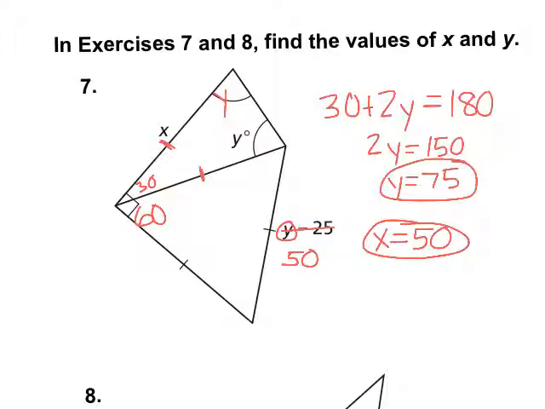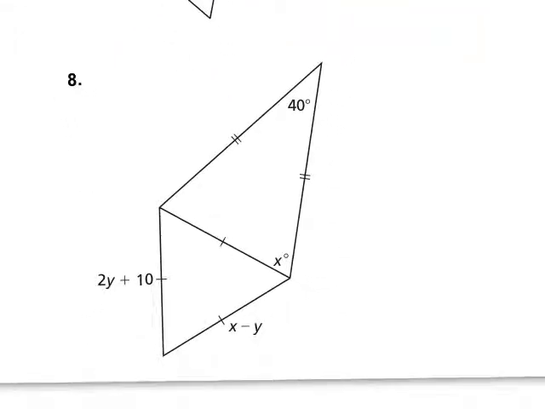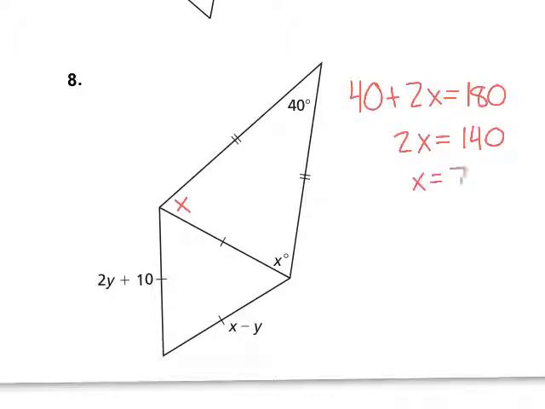All right, let's look at 8. Okay, top triangle is what kind of triangle? Isosceles. And we know that from these two sets of sides being congruent, so that means this angle has to be congruent with this one over here. So I'm going to go ahead and label that one as x. So that means 40 plus 2 x's have to be equal to 180. Okay, subtract 40 from both sides, 2x equals 140. Divide by 2 on both sides, x equals 70.